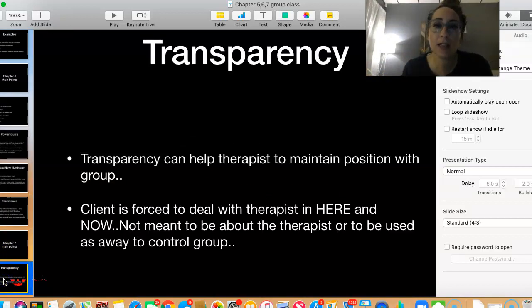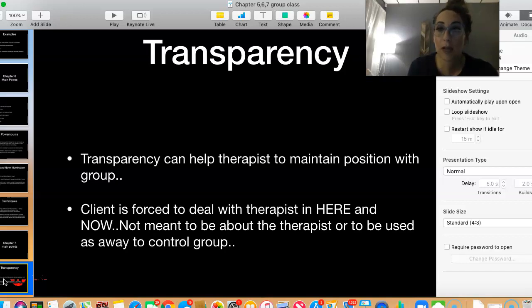Okay, so chapter 7, transparency. So being open and honest with the group, I think that's a modeling thing. Not only are we modeling to them what that looks like for the group, but we're also showing them, I can be transparent too. I'm not here to rule over you necessarily. I am the group leader, but I can be a transparent person too. I can be vulnerable to some degree. And I want to deal with the here and now as well.